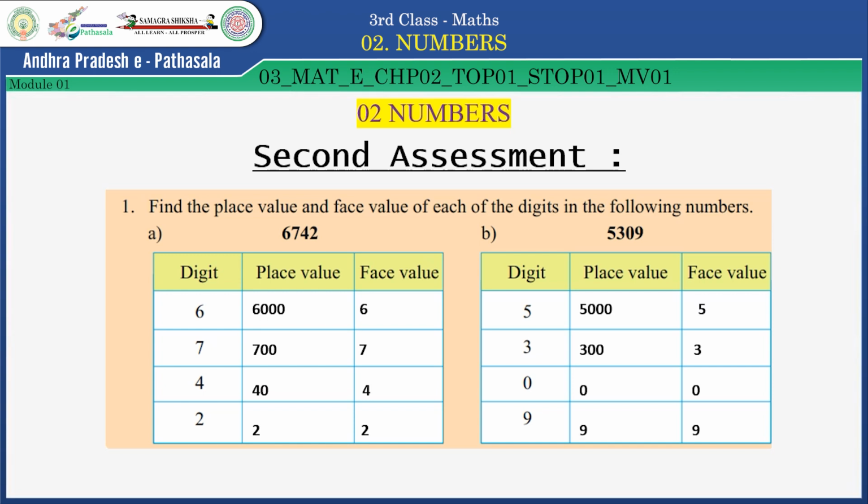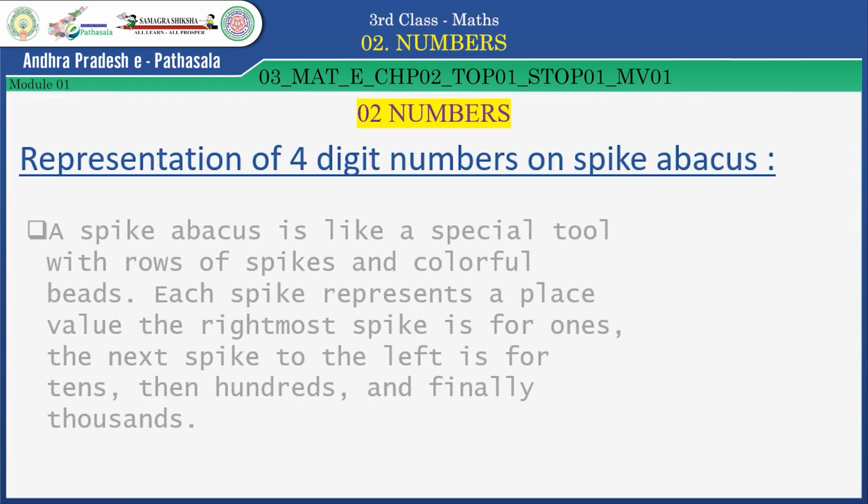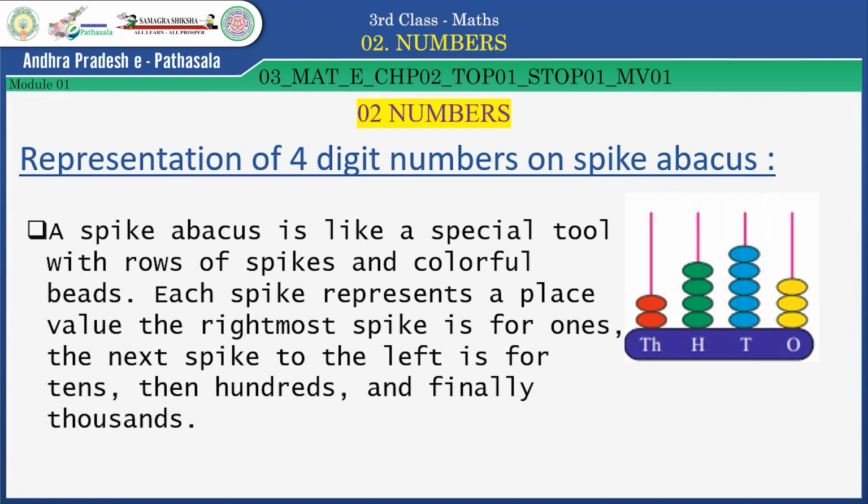Now, let us know the representation of 4-digit numbers on spike abacus. Observe the picture, students. A spike abacus is like a special tool with rows of spikes and colorful beads. Each spike represents a place value. The rightmost spike is for ones. The next spike to the left is for tens, then hundreds, and finally thousands. Now, let us know how to represent them with beads.